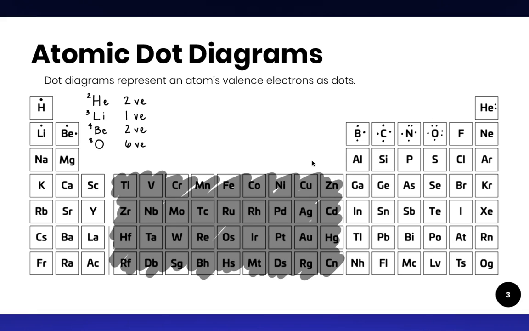Okay, let's do fluorine. Fluorine has a total of 9 electrons. How many valence electrons, and what will the dot diagram look like? Okay, so there are 7 valence electrons in our dot diagram.